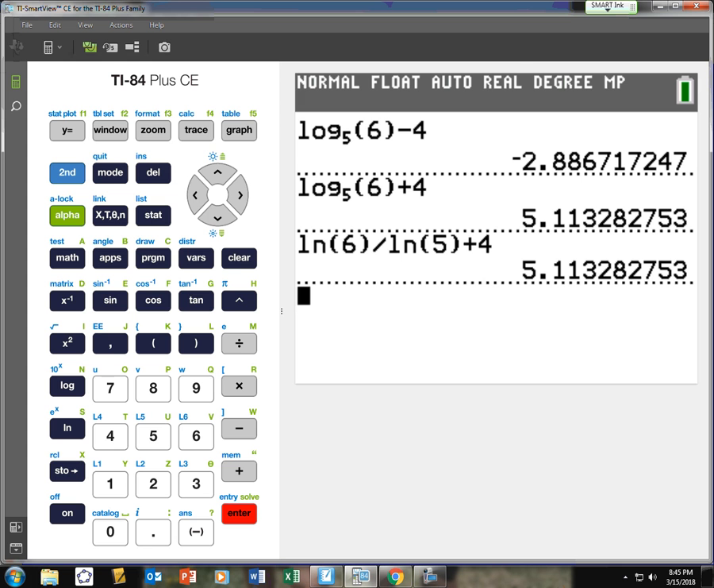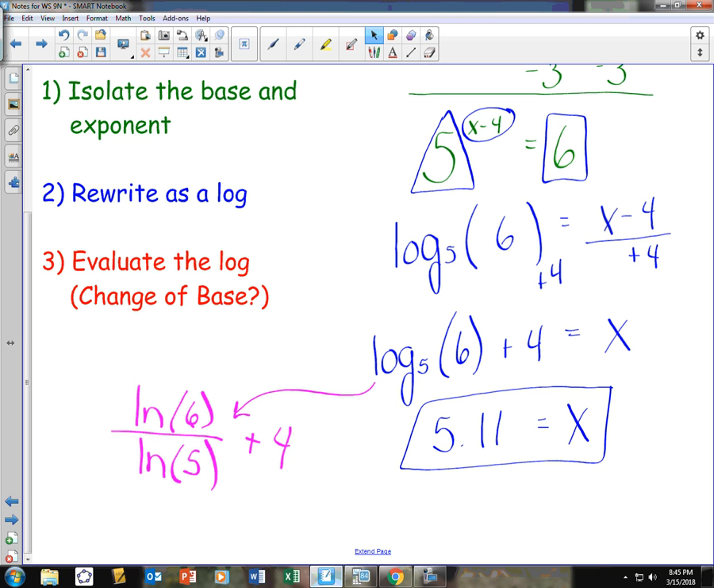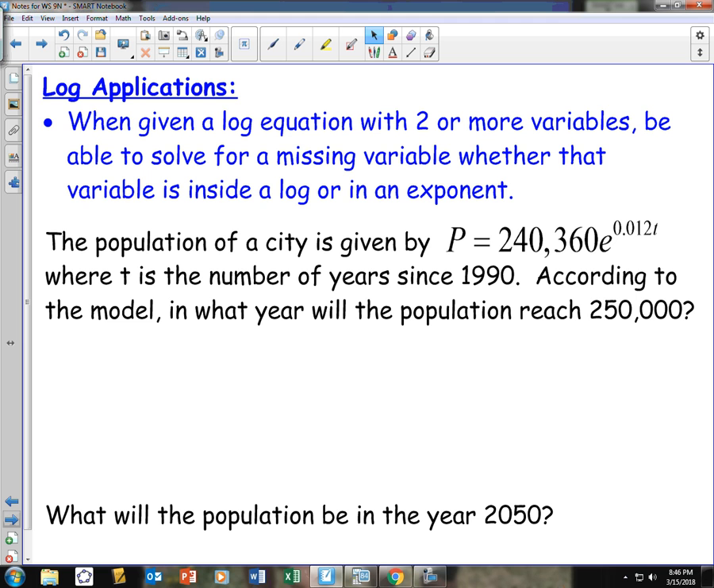So this was also 5.11. It doesn't really matter which way you do it. Just make sure you know that change of base formula if that's kind of your only option. Okay, so then now that you have all the tools for solving, we can go one step further and give you some word problems.